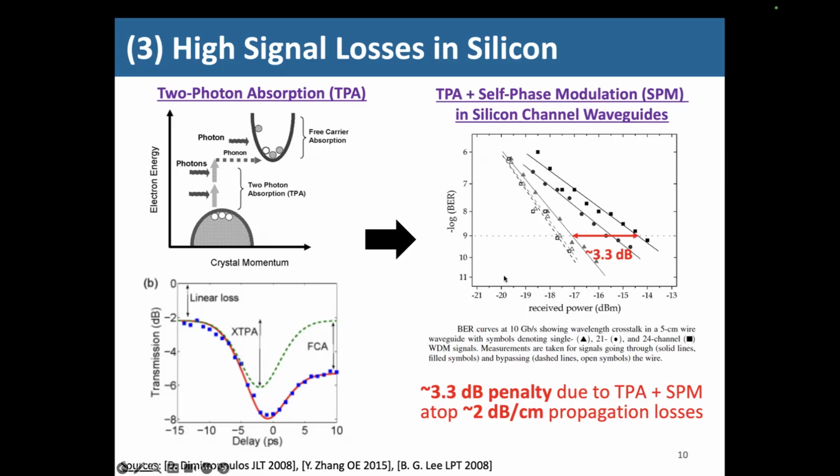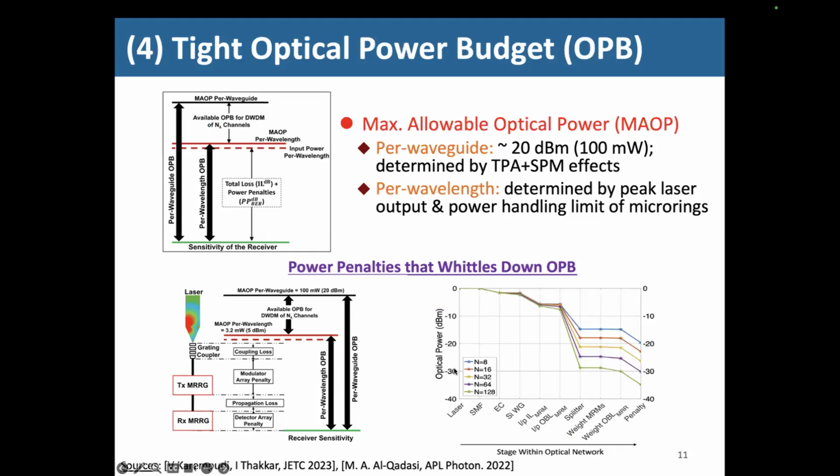And this penalty is in addition to the nominal 2 dB per centimeter, or in some cases maybe 1.5 or 1 dB per centimeter, propagation losses of silicon waveguides. So this is in addition to that, right? So that loss also hampers energy efficiency, and it also hampers parallelism, and we'll show how exactly that impacts the parallelism in the future slides.